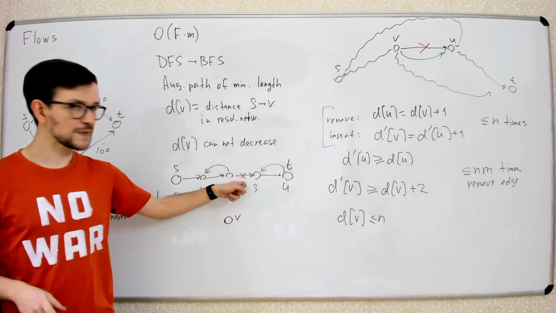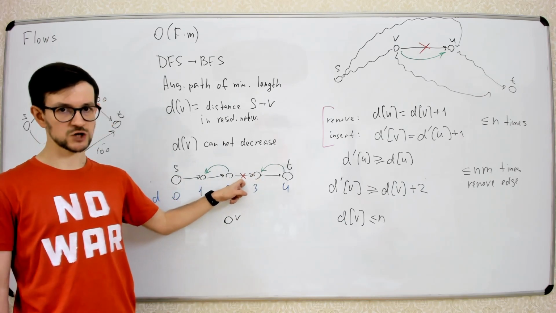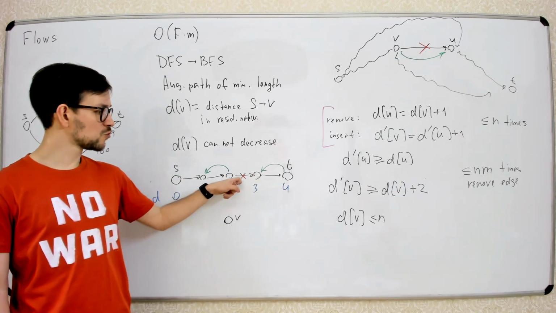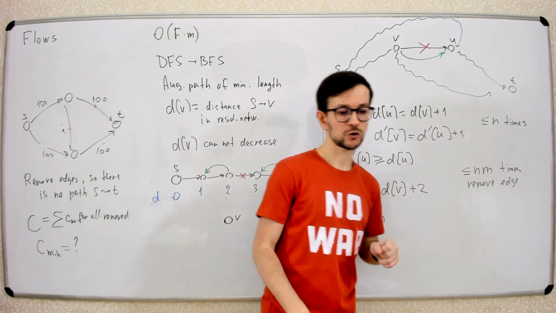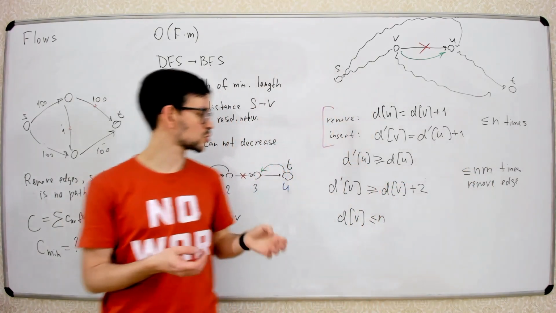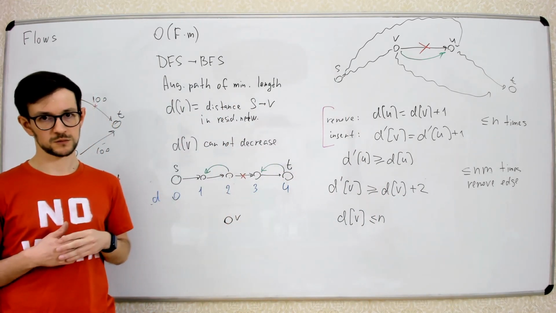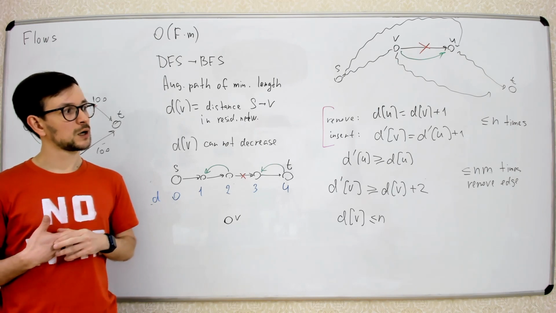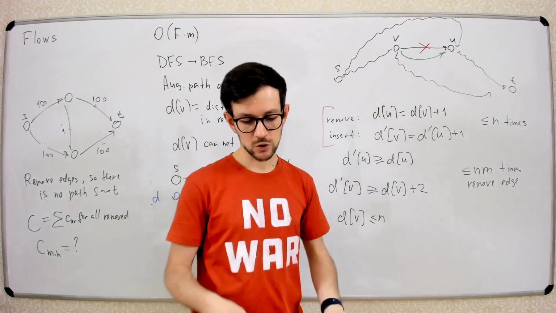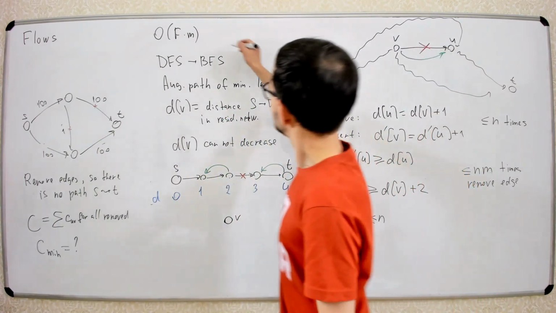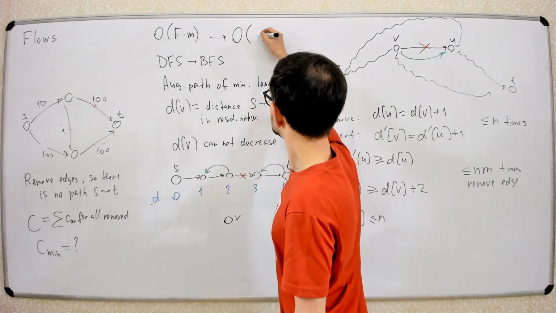But we remove at least one edge for each augmenting path. So when we find an augmenting path, we remove at least one edge from the residual network. We can't remove edges more than nm times. So the total number of augmenting paths can't be more than nm. So we call DFS nm times. Each DFS takes m time. So the total time complexity will be nm multiplied by DFS, so it will be nm squared.